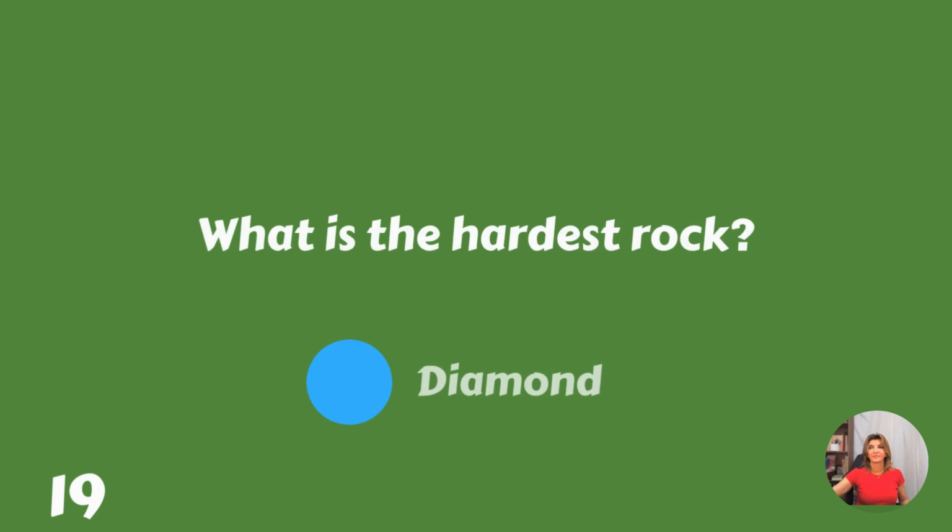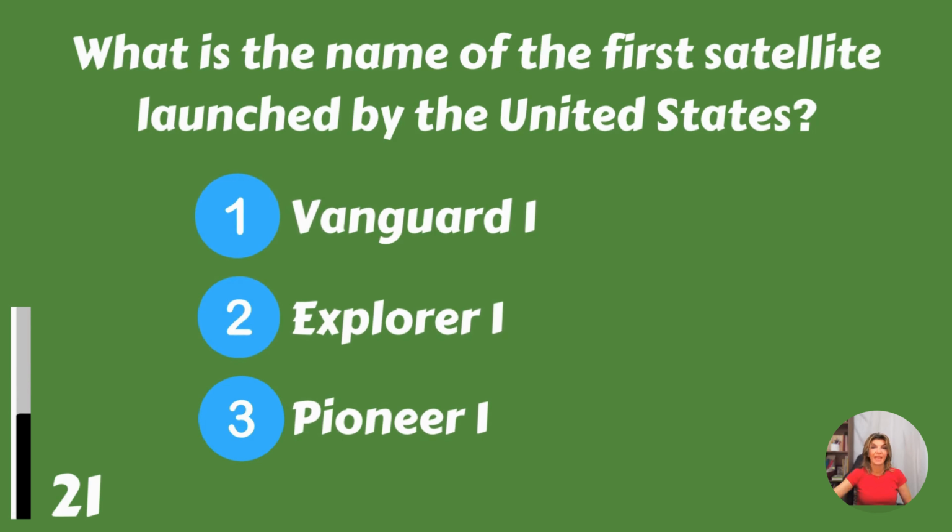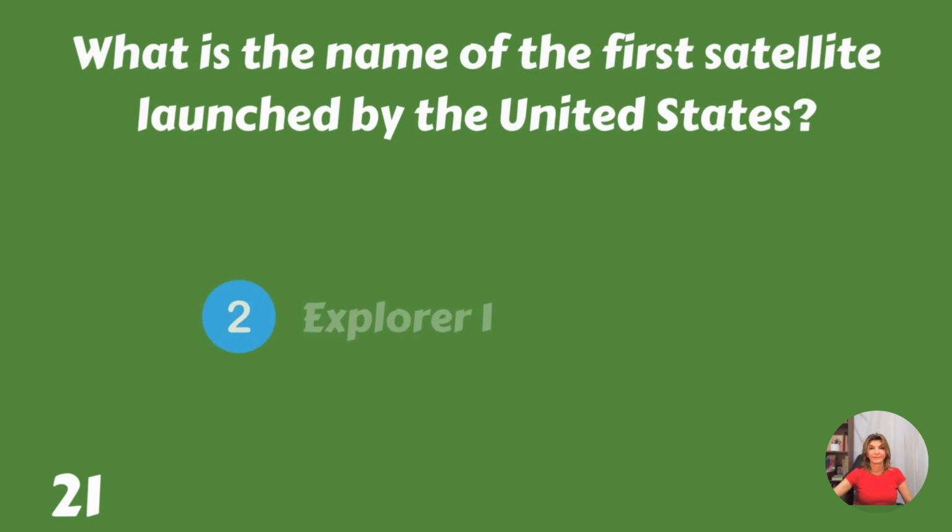What is the name of the first satellite launched by the United States? Vanguard 1, Explorer 1, or Pioneer 1? Explorer 1.